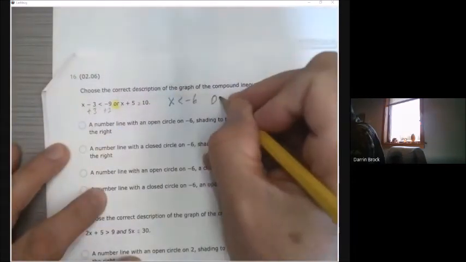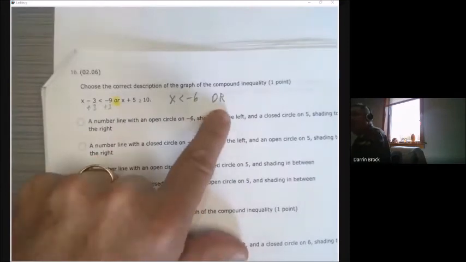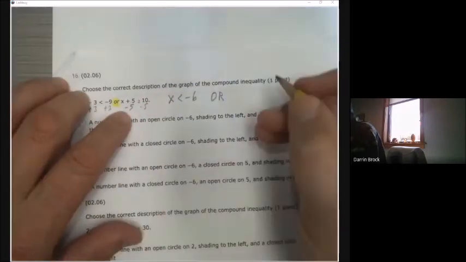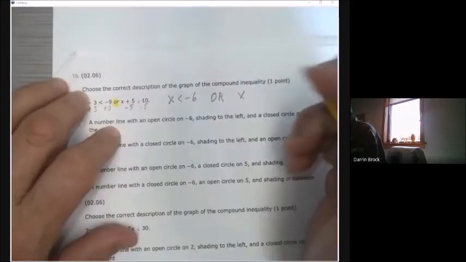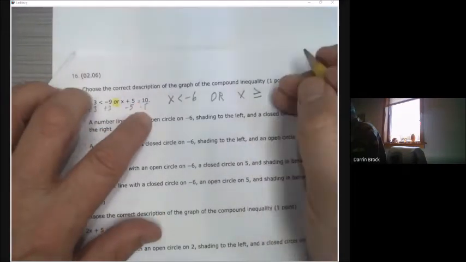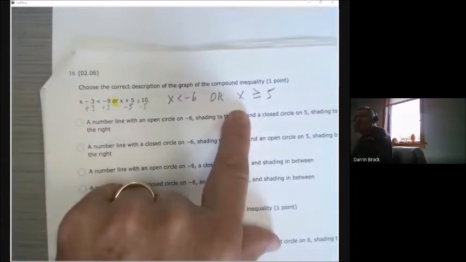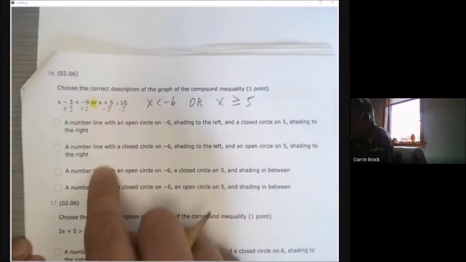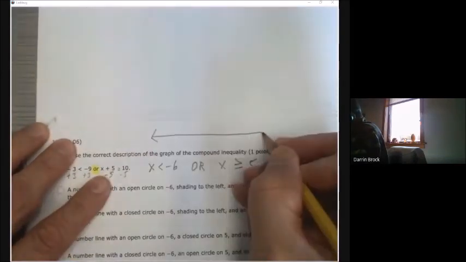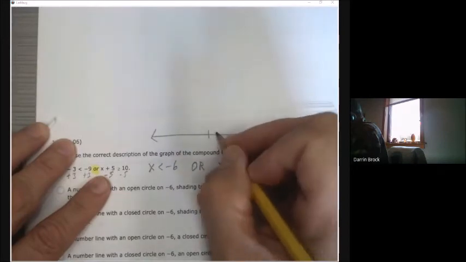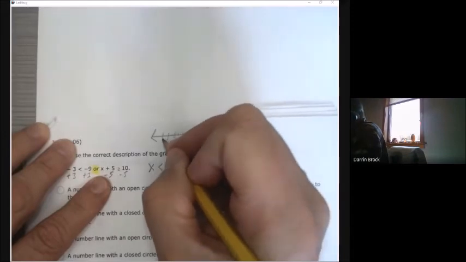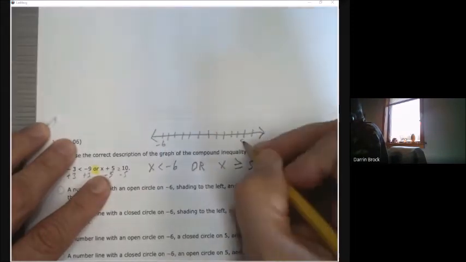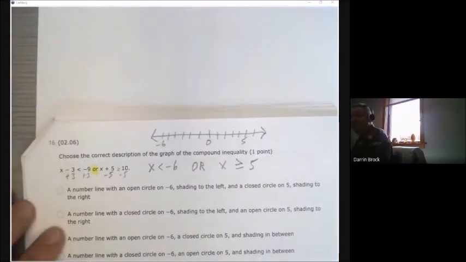Or, there's the big key to it, or x could be, let's see, subtract 5. x is greater than or equal to 10 minus 5. So x could be bigger than 5, or it could be less than negative 6. So what's it going to look like on a number line? If we had a number line, all right, now we've got 0, 1, 2, 3, 4, 5, and 1, 2, 3, 4, 5. Okay, so there's 6, there's 5, there's 0. Now I'm just marking those numbers on there.